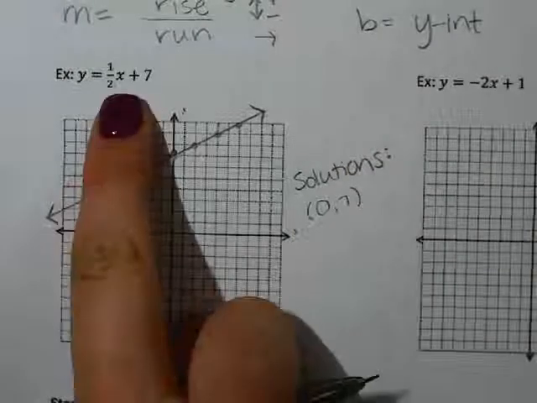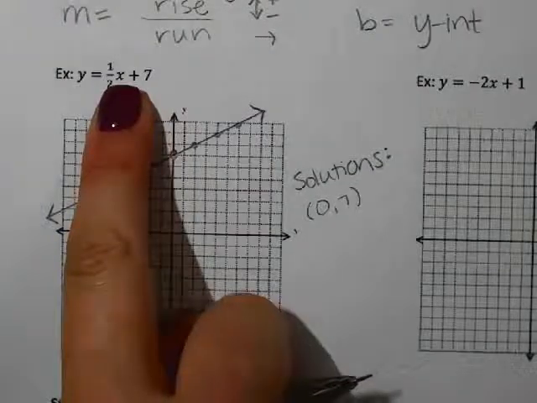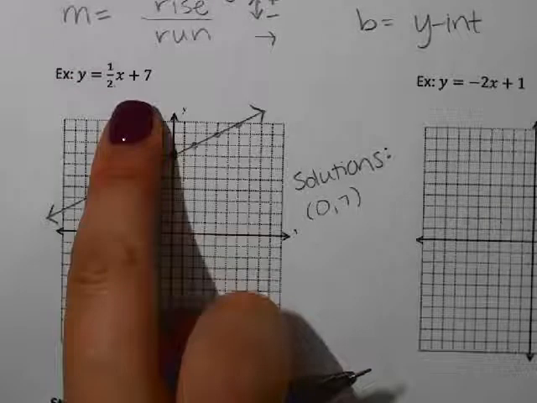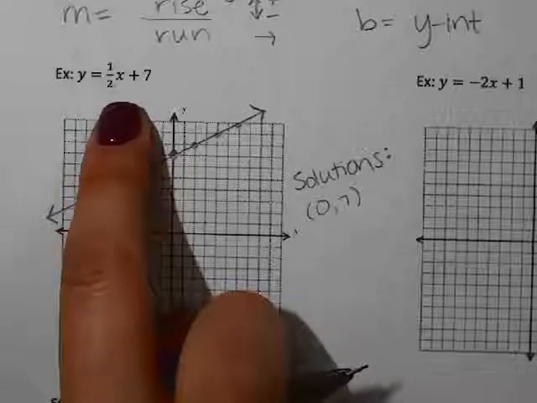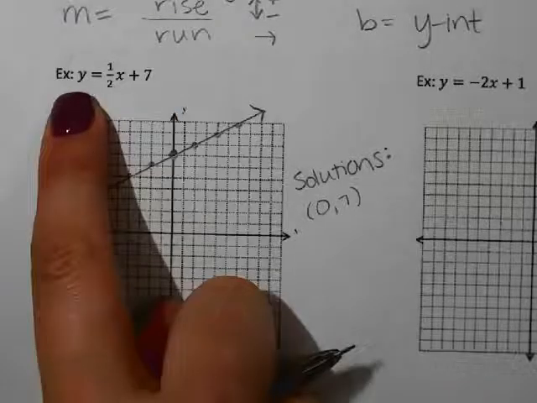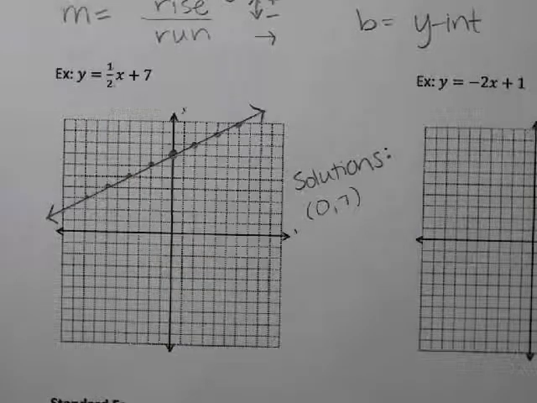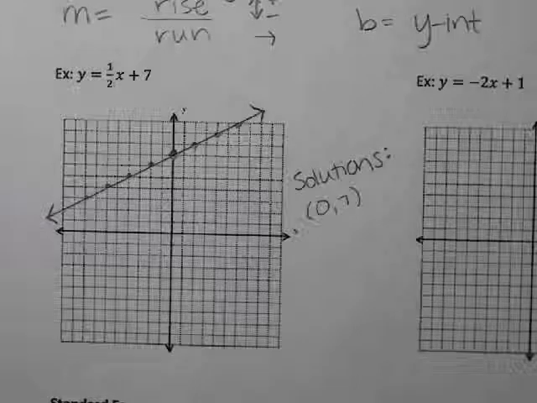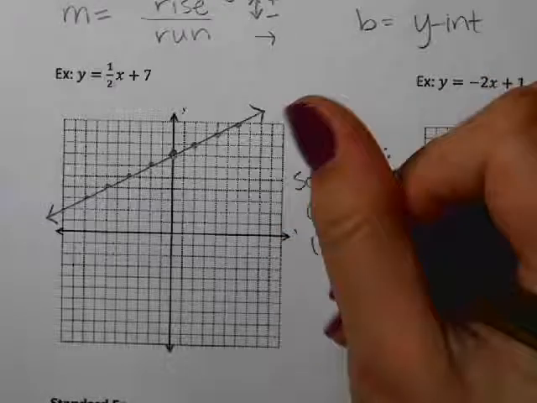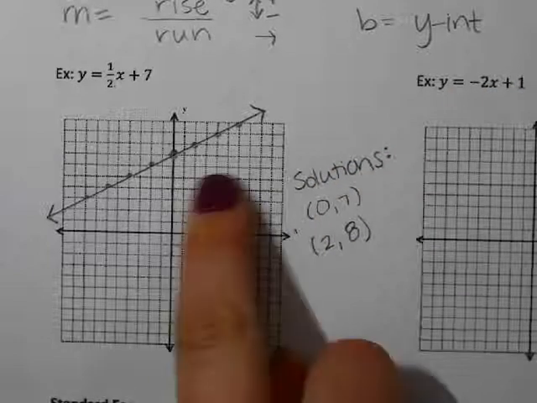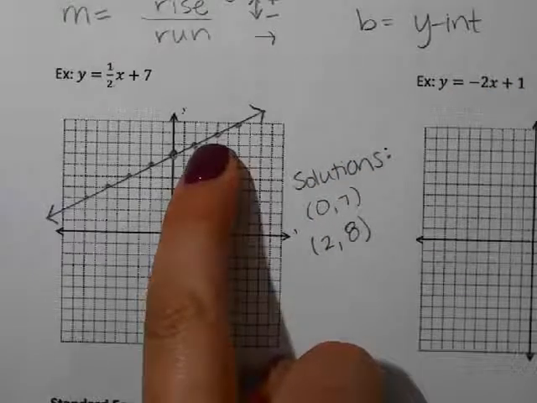If I plug 0 in for x, and 7 in for y, the left side of the equation and the right side of the equation are truly equal to each other, right? Because 1/2 times 0 is 0, 0 plus 7 really does equal 7. Okay, what's another example of a solution? Yeah, (2, 8). In the back. What'd you have? So (2, 8)'s another one, that's the solution right there.